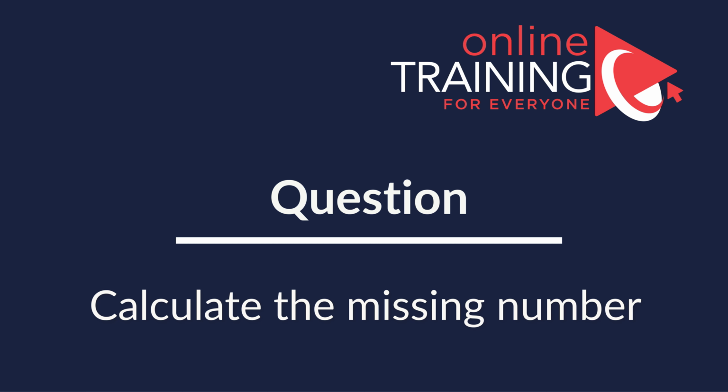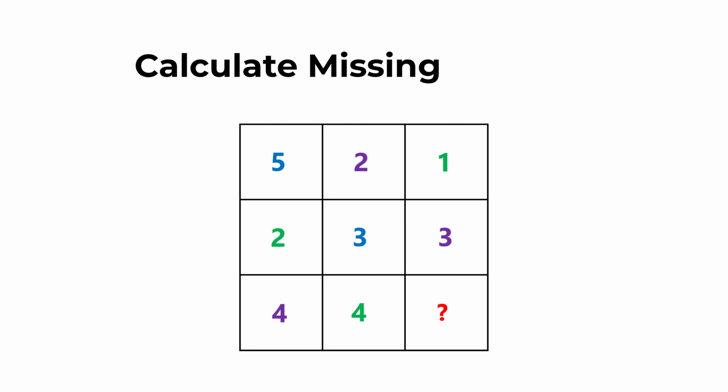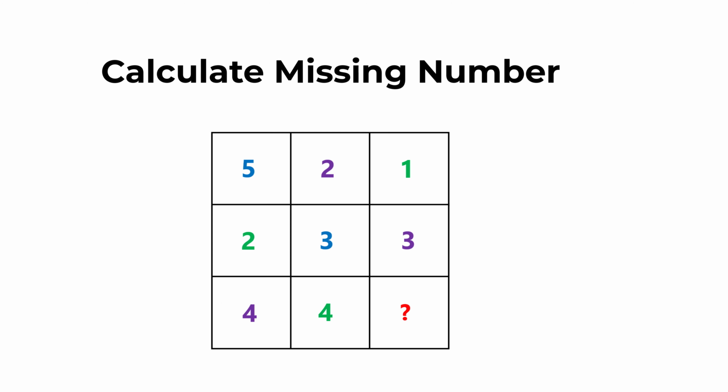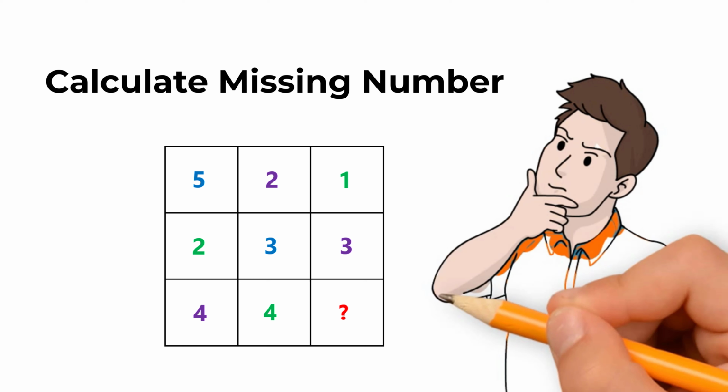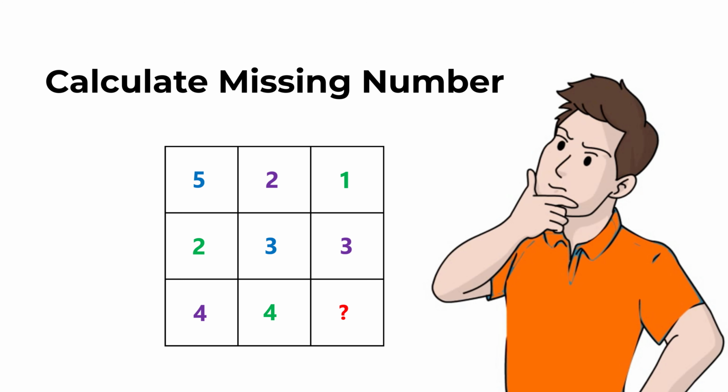Some of you might disagree, but calculating missing numbers is one of my favorite types of questions. A lot of times, you are presented with the 3x3 matrix, typically a square, which has small squares inside. In our case, we have numbers in different colors presented in the smaller squares inside the larger square. The numbers are 521, 233, 4 and 4. And then one number is missing, and this is the one that you need to calculate.